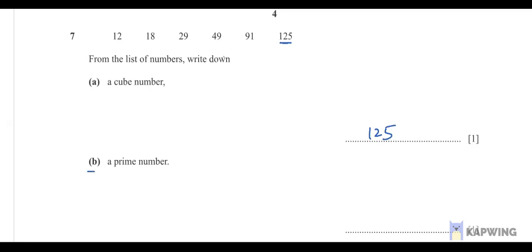Prime number, that can be divided by itself only. No other number divides the number. What about 29? 29 will be that number, because 29 is in this list the number that cannot be divided by any other number. So we'll say 29 is a prime number.